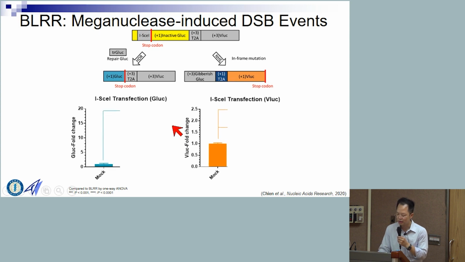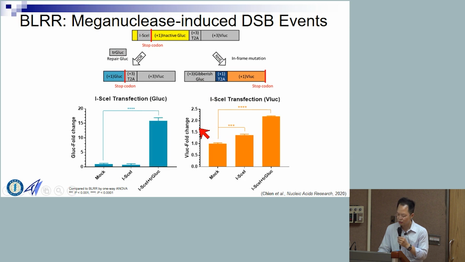So in this experiment, we expressed the reporter in the cells with mock transfection. In this case, the y-axis is GLUC fold change, and we don't see much here. If we transfect it with SCE1, which is a meganuclease that is going to cut this site, all of it, or most of it, would go to NHEJ because the reporter donor template is not present. So as you can see, the signal for VLUC went up.